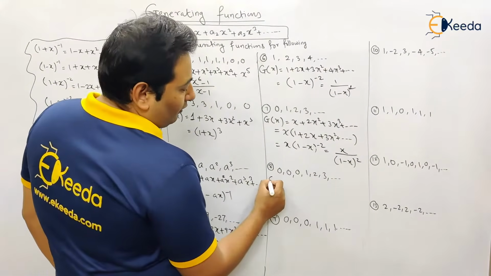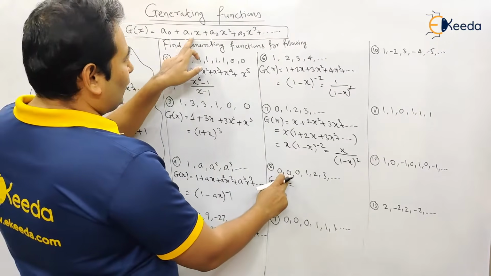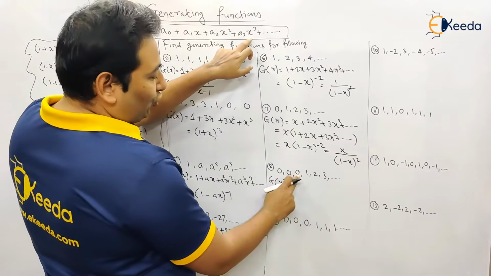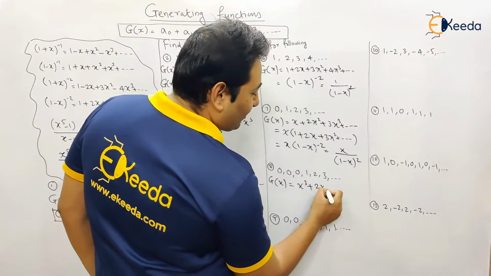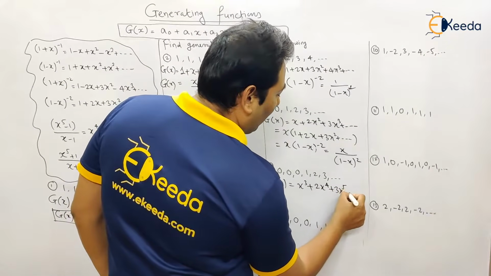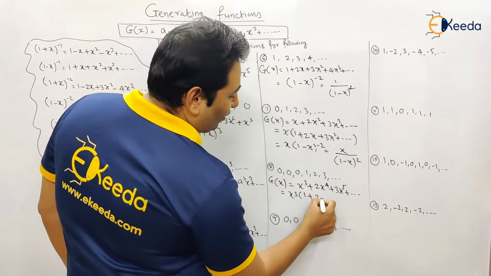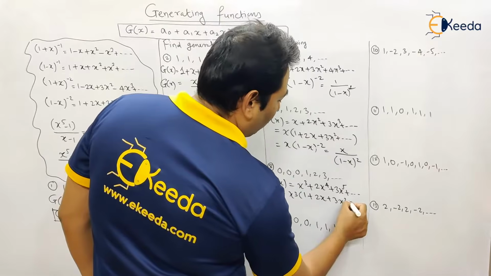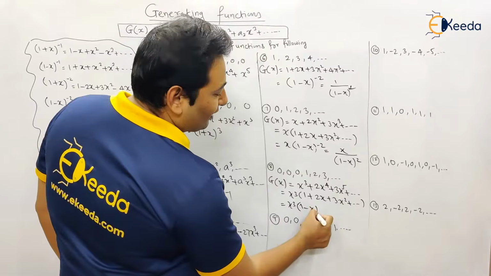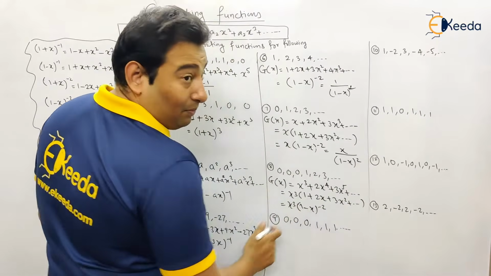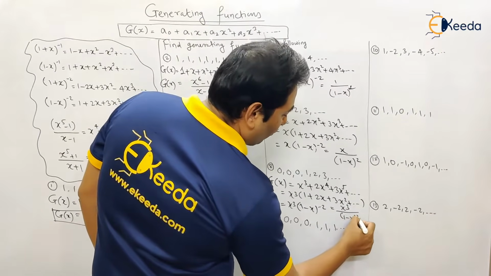What next? This is 0, this is 0, this is also 0. It will start with cube. So x cube plus, actually 1x cube plus 2x raised to 4 plus 3x raised to 5 plus dot dot dot. If you take x cube common, 1 plus 2x plus 3x square plus dot dot dot. So this is x cube and this is 1 minus x raised to minus 2. Since all are positive, both will be minus. So in short, it will be x cube upon 1 minus x the whole square.